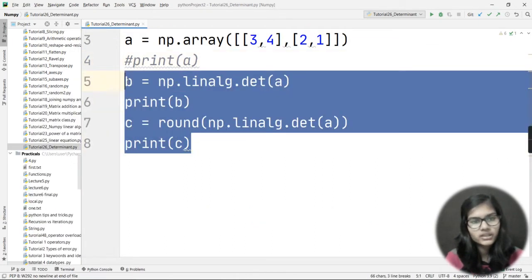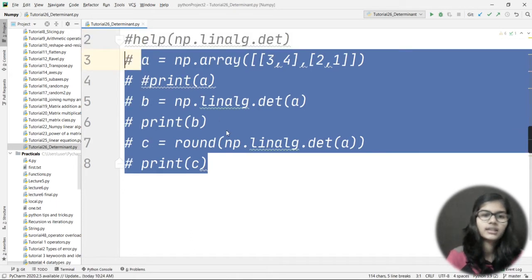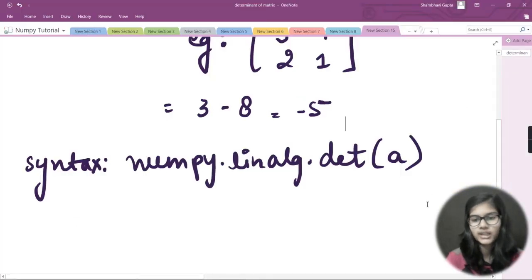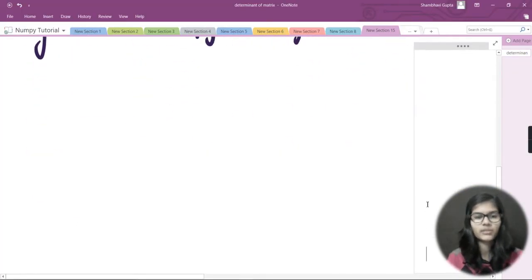So this was the discussion of 2D arrays. Now that was a 2 cross 2, that is, a square matrix. If I want to take a 3 cross 3 matrix, how do we find the determinant for that? Let me quickly go to OneNote and give you an example, and then we are going to see the same example in PyCharm itself.